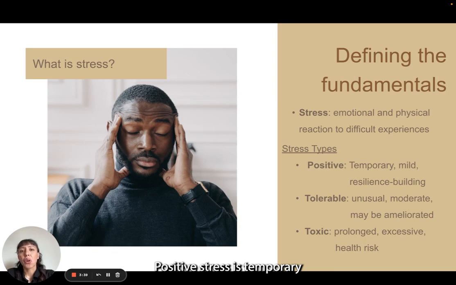Positive stress is temporary and mild activation of the stress response system and can help build physiological and psychological resilience towards future stress. Tolerable stress is the unusual and moderate activation of the stress response system. These can lead to ongoing stress and complications, but with the proper support system and coping strategies, these negative effects can be mitigated. Toxic stress, however, is prolonged or excessive activation of the stress response system and tends to lead to increased physical, mental, and behavioral health risks.